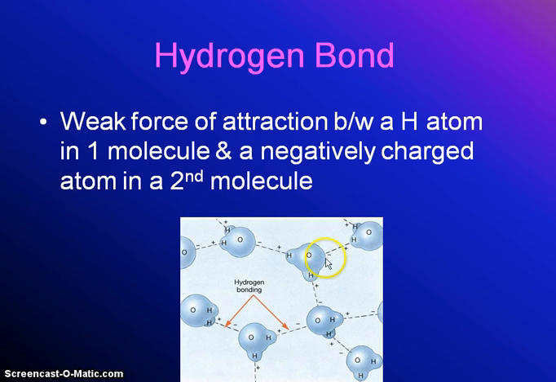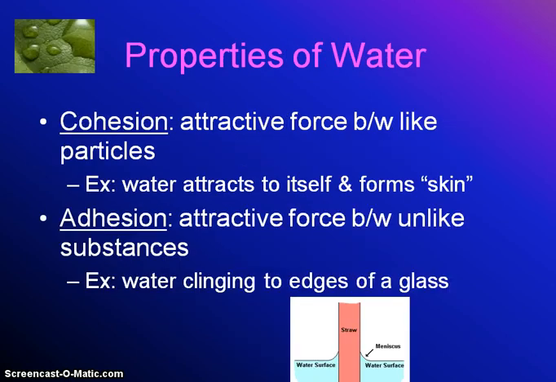So you've got your partial negative oxygens and your partial positive hydrogens. Well, when those hydrogens of one molecule get attracted to the negative oxygens of another water molecule, that attraction that they have for each other is that hydrogen bond, and that allows water to have a couple different properties. The main ones being cohesion and adhesion.